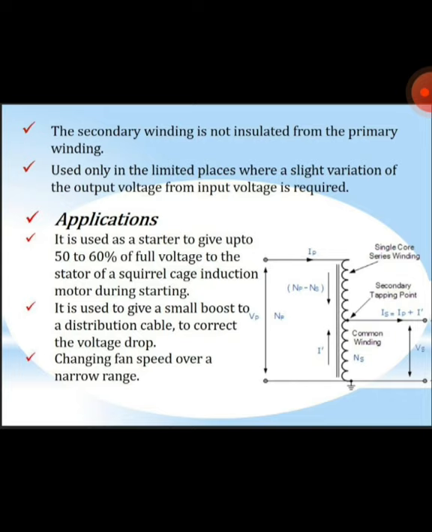Application of autotransformer: it is used as a starter to give up to 50 to 60% of full voltage to the starter of a squirrel cage induction motor during starting. It is used to give a small boost to a distribution cable to correct the voltage drop. Changing fan speed over a narrow range.